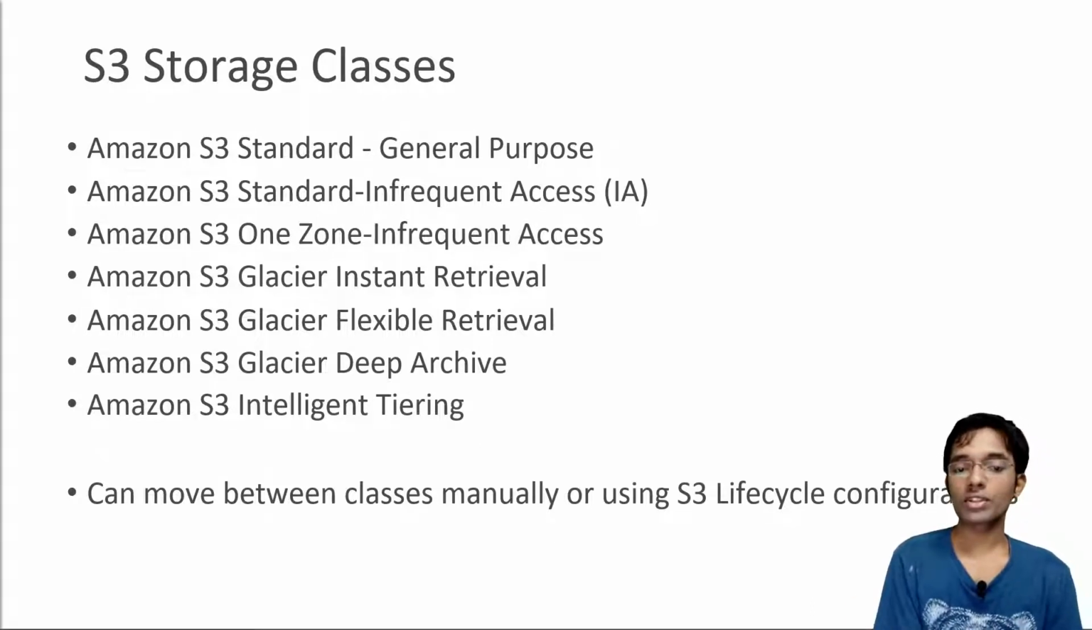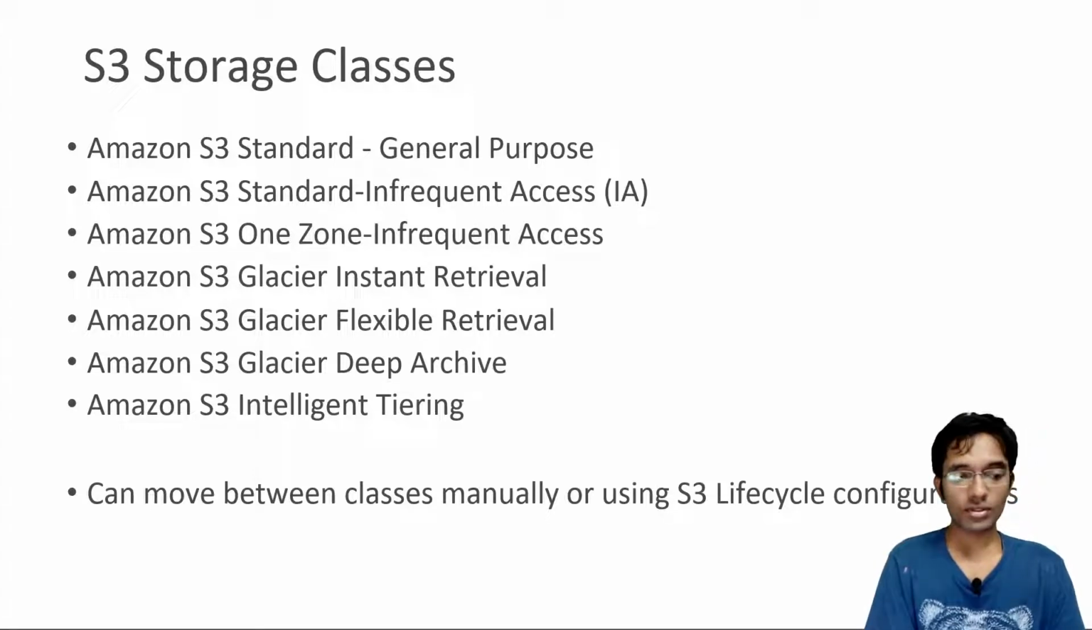Then we have Amazon S3 Glacier Instant Retrieval, which is a Glacier tier that allows you to retrieve your files very quickly. And we have Flexible Retrieval, where you have more flexibility in how you want to retrieve your files. Then Deep Archive is for files that give you the most cost savings, but will take a long time to be retrieved. And to move between all these storage classes, you can use either manual actions, or you can define an S3 lifecycle configuration that will automatically transition your objects to a different tier after a certain amount of time.